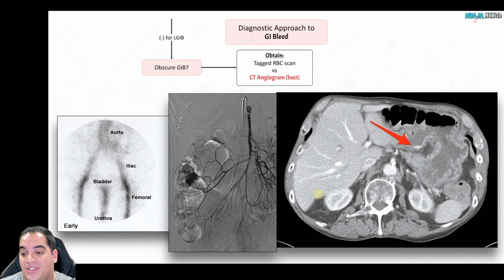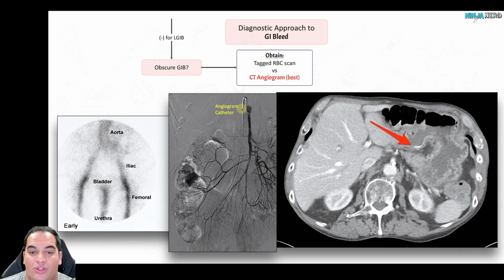One of my favorite scans, and I think is very effective, is a CT angiogram. The reason why this one's good is it can show you, first off, where the vessel is. It can show you the specific vessel that is actually extravasating into the lumen. And on top of that, it can tell you potentially the cause. So it's really good at identifying the vessel that's bleeding, where it's bleeding, and again, potentially even identifying the cause of this patient's GI bleed.